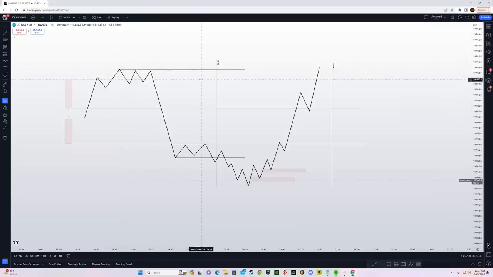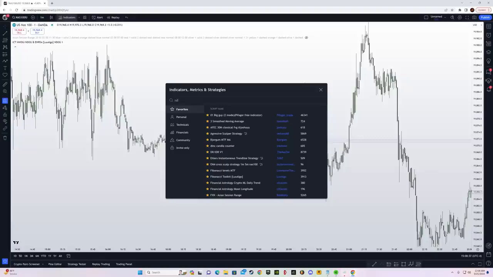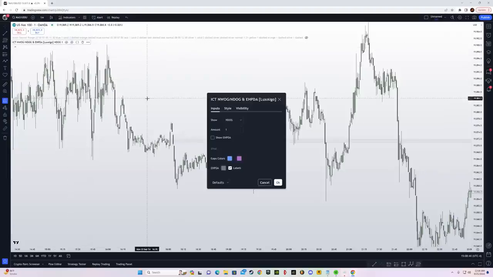So now that we have known this, I'm going to give you guys some examples and then I'll end the video. All right, guys. So here is example number 1. And for the indicator that's going to print out the new day's opening gap, you want to go to the indicators, type in NDOG, and the one with Lux Algo. You want to use this one. Then you want to go to the settings here, and then you want to choose NDOG. So it's going to show you NDOG, and the amount is basically how many new day's opening gaps you want to see on the chart. So if you choose one, it's going to show you the most recent one, right? And then you can just hide the EHPDA, right?